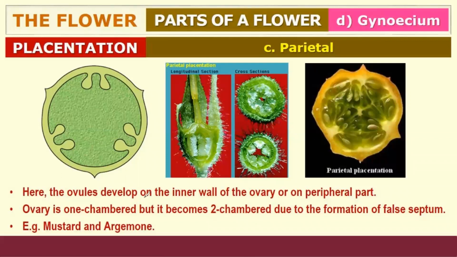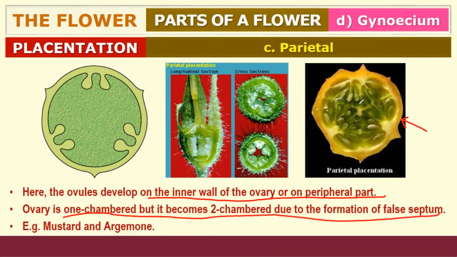The third one is parietal, that means periphery. So ovules develop on the inner wall of the ovary, or in the peripheral part of the ovary. The ovary is one chambered. It is not divided into different chambers, but it becomes two chambered due to the formation of a false septum. For example, you can see it here. Due to the presence of a false septum, it looks like it has two chambers. Examples are argemone and mustard.